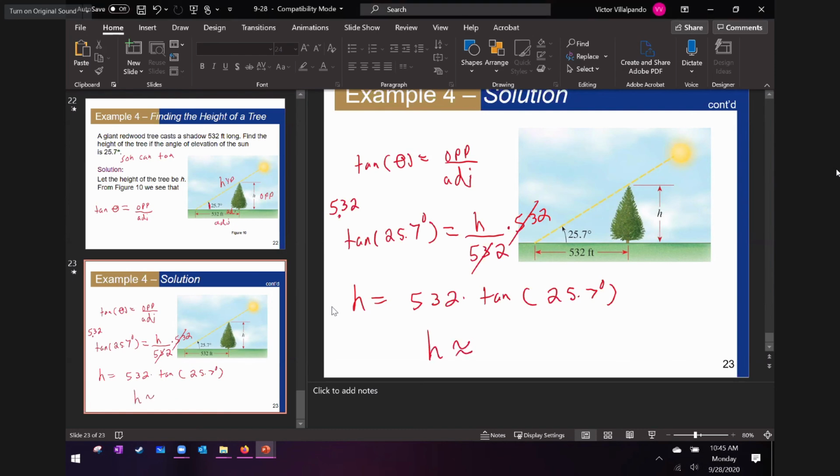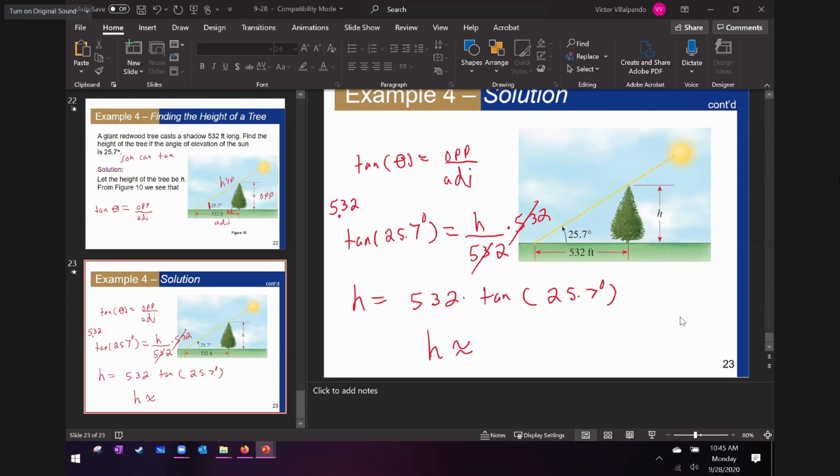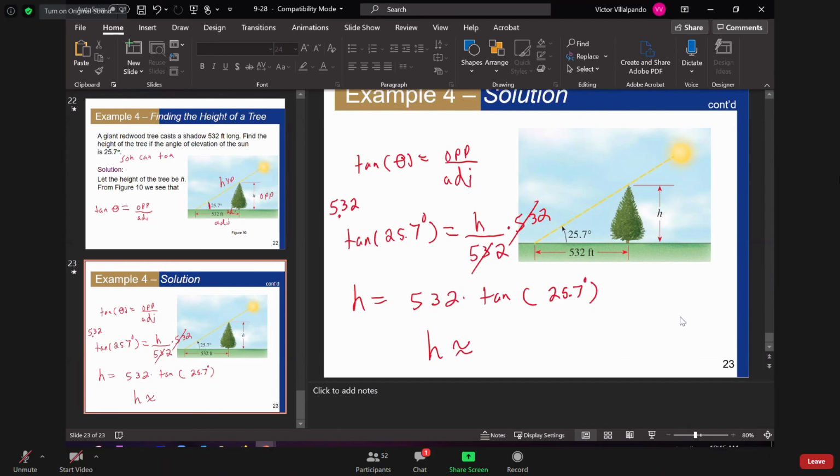So let me turn the chat on. Let's see if anybody else gets the same thing. Plugging this in, 532 times tangent of 25.7 degrees. Be careful. Are you in radian or in degree mode? Yeah, degree mode. Okay, did you type something wrong though?